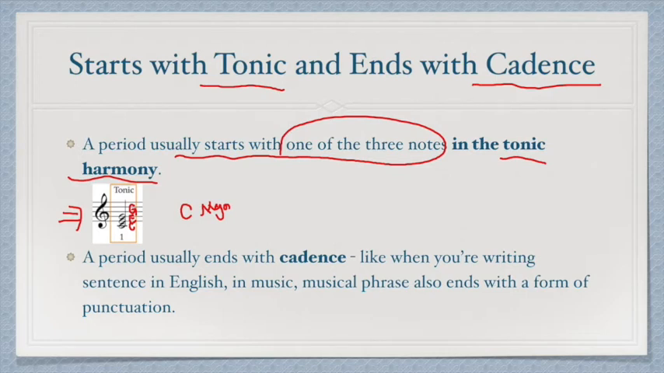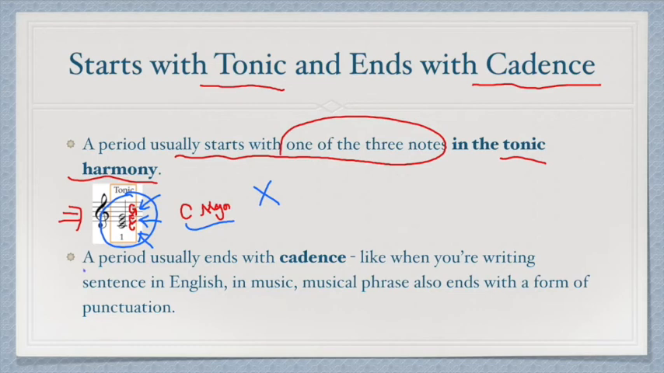You all are very familiar with that. So if you want to write a piece, the first note you need to pick from one of those three notes, which means you can start from C or E or G, rather than just a random note in C major.